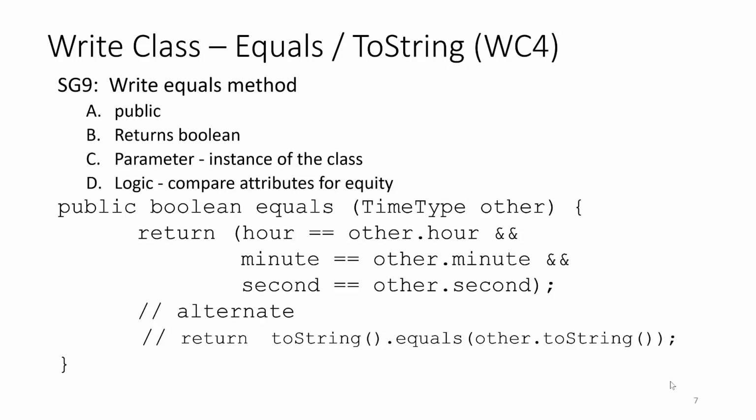An alternate implementation is to consider the ToString values. Remember, the ToString converted all three of the attributes into a string format. Therefore, if the two strings are equivalent, then the two instances must be equivalent. So you could call the ToString method on this object dot equals the ToString on the other or parameter object. There will be some enhancement to the equals methods that we'll get to, just not in this example.